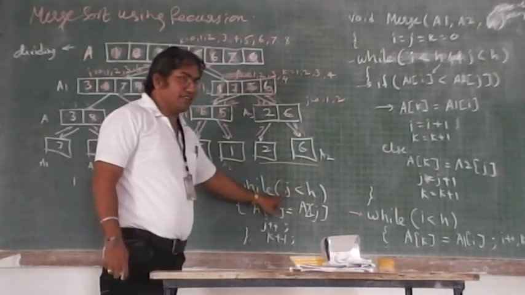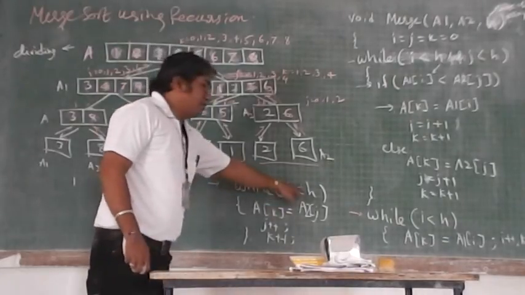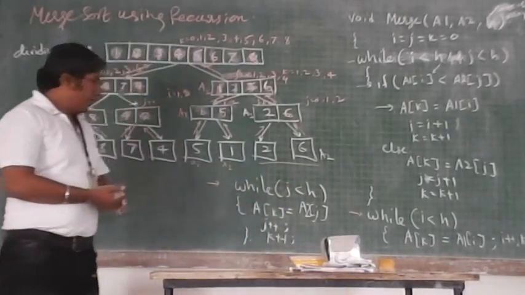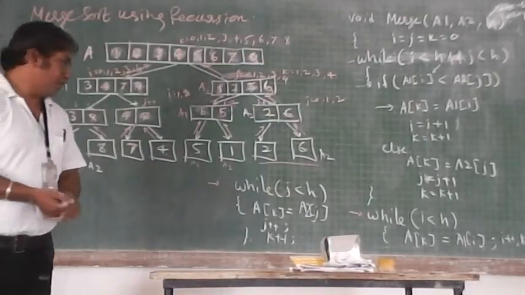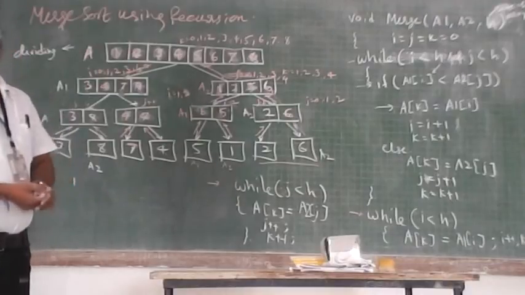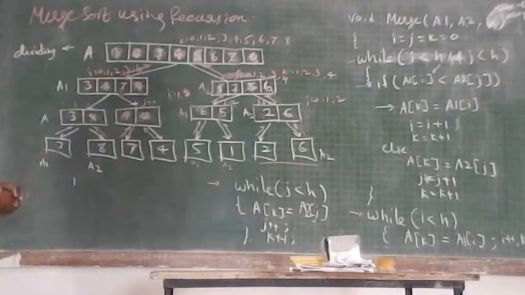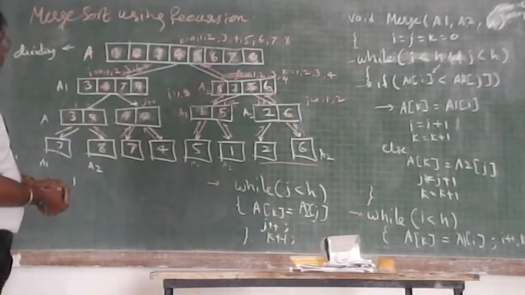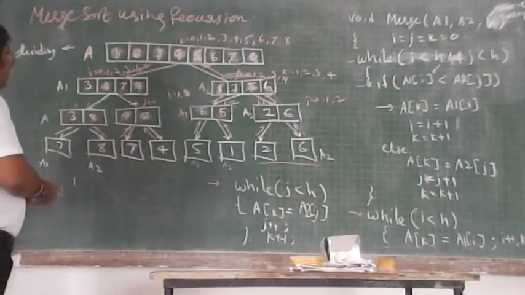Is J less than H? J is 4, H is 4. That condition is false, so while loop won't enter into its body. So in this way, the whole merge algorithm has been working over the problem. At the end, we got the elements sorted.